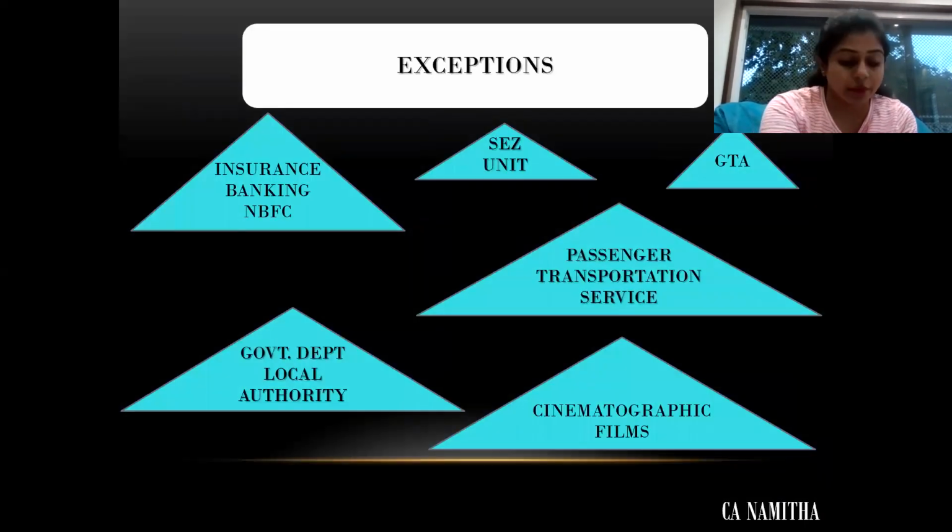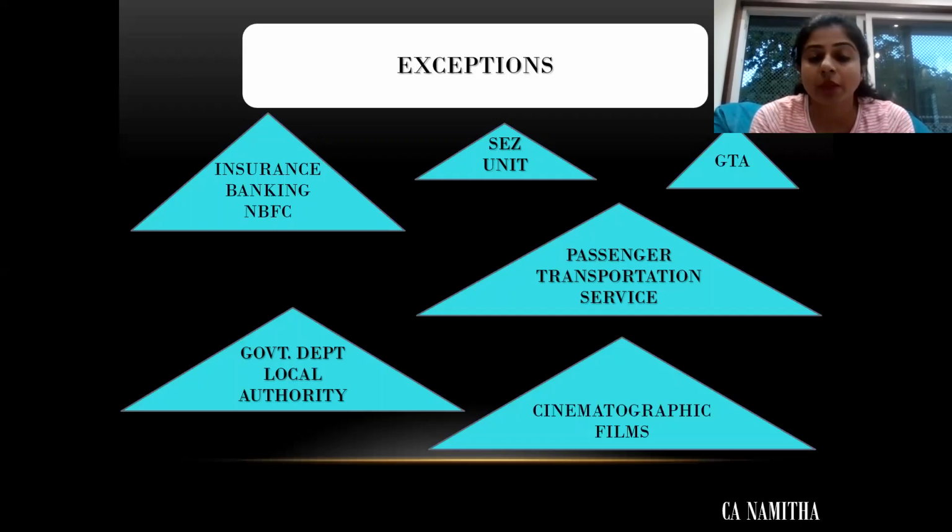Now, coming to the exception part of it. E-invoicing shall not be applicable to these categories of registered persons, irrespective of their turnover. Even if it crosses 20 crores, for these categories of registered persons, e-invoicing is not applicable. Let's walk through these. E-invoicing is not applicable to insurance, banking, or financial institutions, including NBFC. That is the first one, and then it is not applicable on special economic zone units, that is SEZ units.